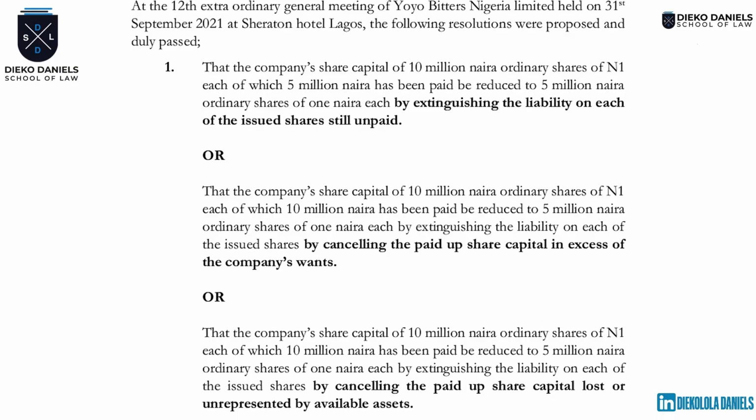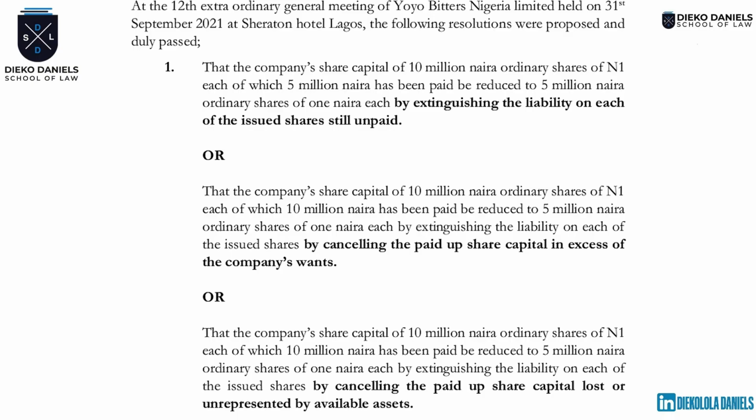Do you understand? Or let's go to number 2. Now, notice that I said or. So now we are done with the first one, and we understand it under A. Now we are going to the second one. The second one is that the company's share capital of 10 million naira shares of 1 naira each, of which 10 million naira has been paid, be reduced to 5 million naira ordinary shares of 1 naira each by extinguishing the liability on each of the issued shares, by cancelling the unpaid share capital in excess of the company's wants. Now, do you get my point?